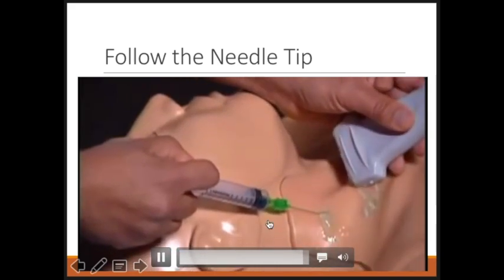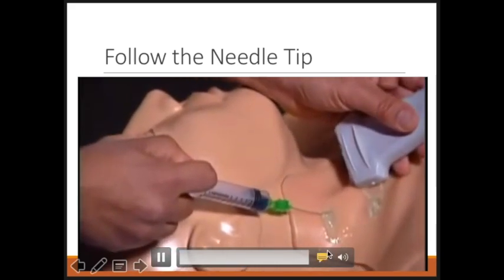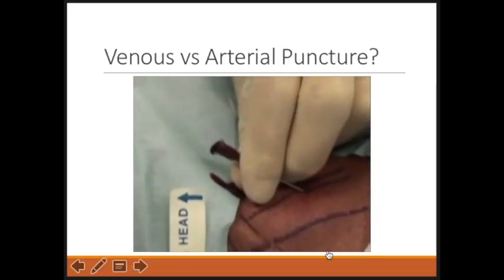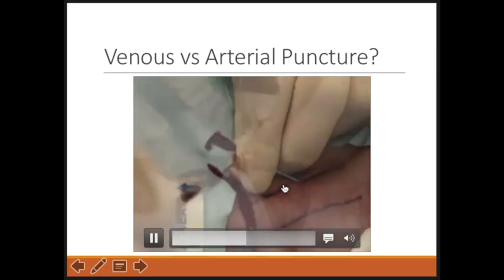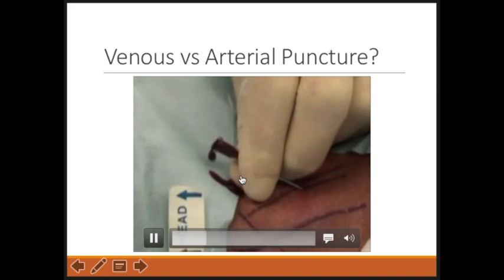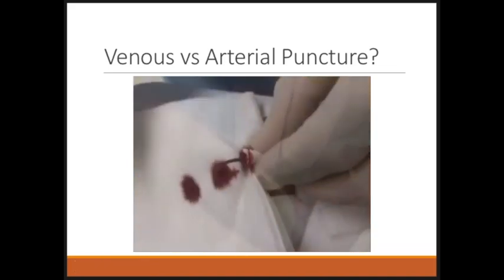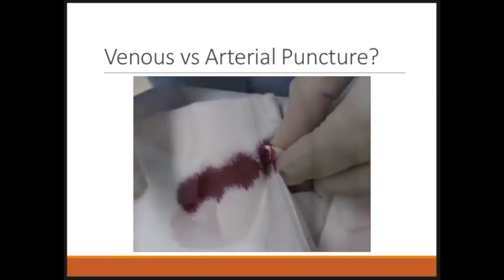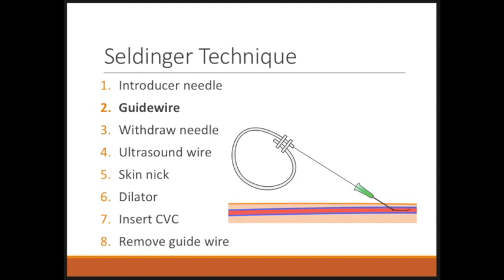Once you get in, you'll be aspirating blood here. Then you're going to slowly remove your syringe, keep your needle as still as possible, and make sure you have dark, non-pulsatile blood that's venous, as opposed to arterial pulsatile blood. Venous and not arterial blood. Once you've confirmed venous blood flow, you can then insert your guide wire.